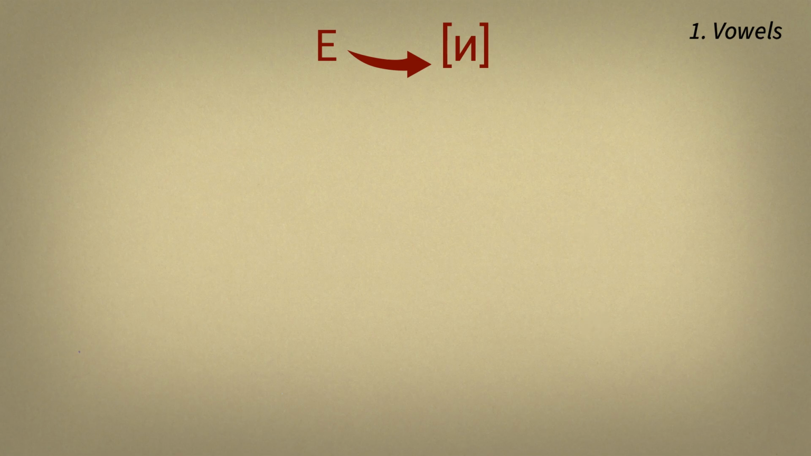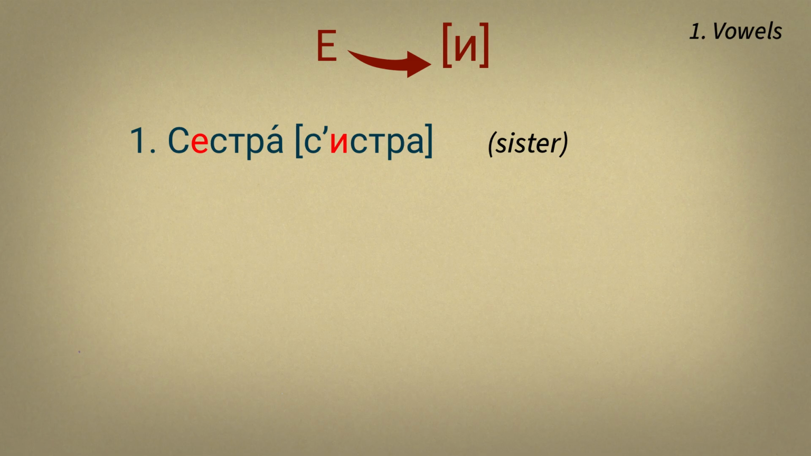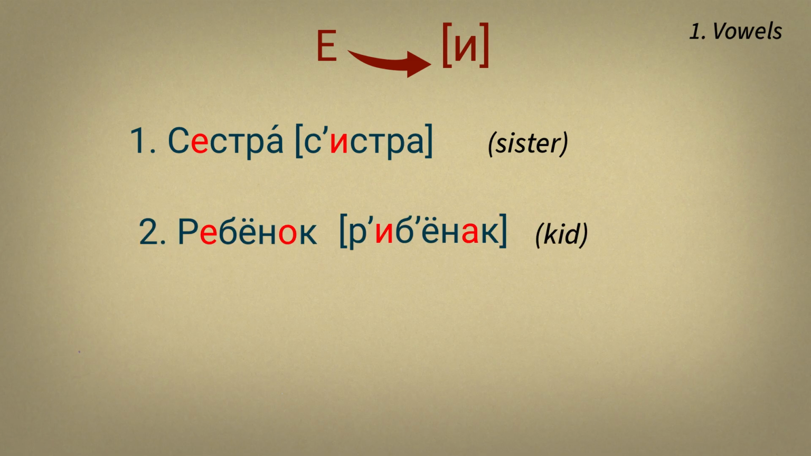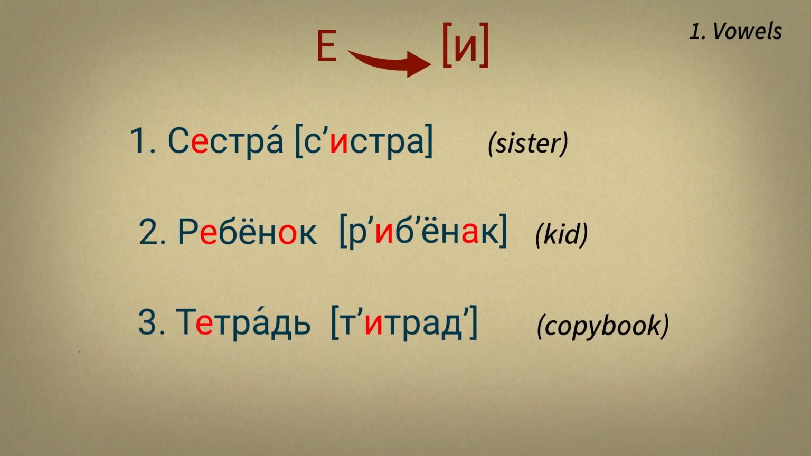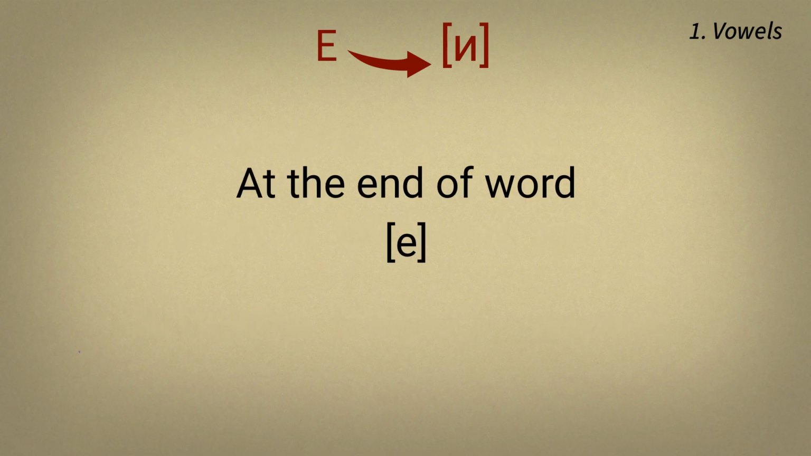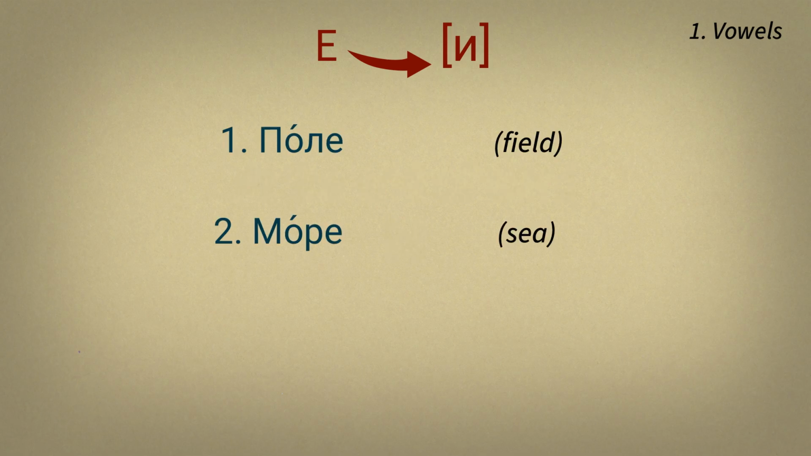The vowel Е is pronounced as И. Сестра, ребенок, тетрадь. But if it is at the end of the word, it is read as Е. For example, поле, море, солнце.